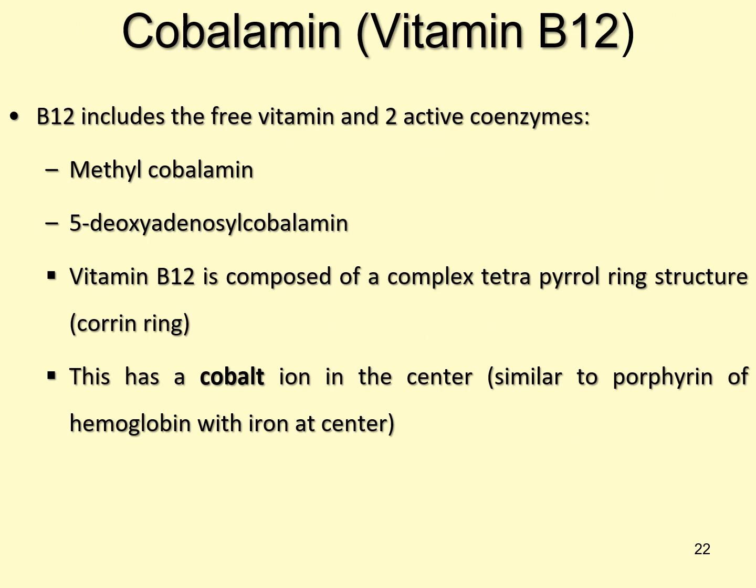The next vitamin is cobalamin, which is called vitamin B12. This vitamin B12 includes the free vitamin and the two active coenzymes. These two active coenzymes are known as methylcobalamin and 5-deoxyadenosylcobalamin. So vitamin B12 is composed of a complex tetrapyrrole ring structure called the corrin ring, which has a cobalt at the center, and which is similar to that of the porphyrin of hemoglobin, which has iron 2+ at the center. Therefore, it is called cobalamin because of having a corrin ring with a cobalt at the center.